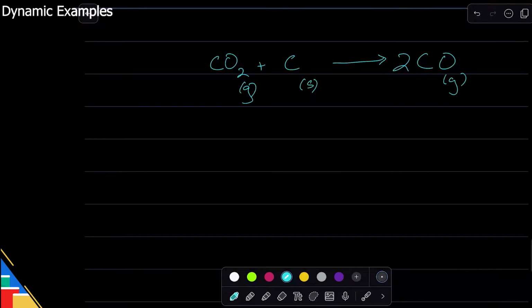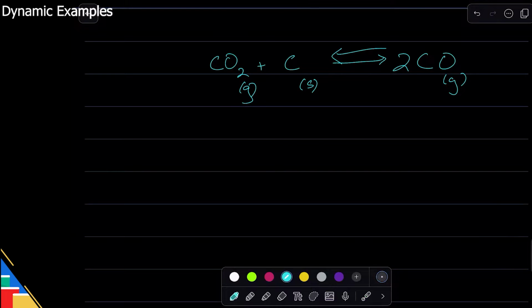All right, guys, tell me, which side produces more pressure here, left side or right side? This is a reversible reaction, by the way. Look at the gases. On the left side, I have one carbon dioxide, only 1 mole of gas. And on the right side, I have 2 moles of gas. So more pressure comes from the right side. This side produces less pressure. So just by looking at the equation, you should know.